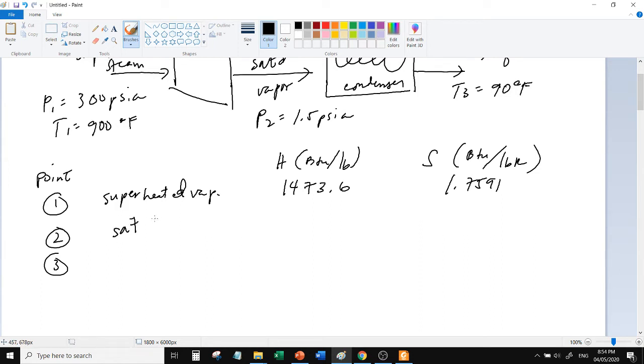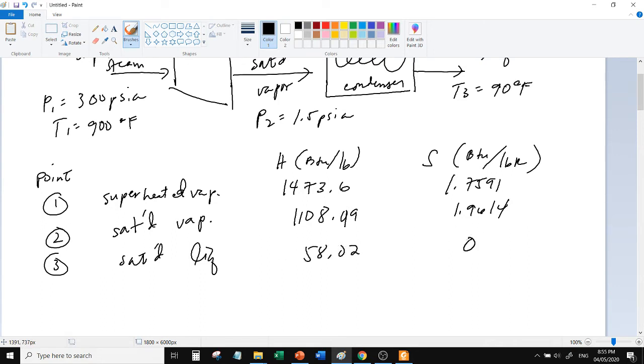Sa point 2, siya ay saturated vapor. Meron siyang, by interpolation, sa steam table, makukuha mo, H is 1108.99 at saka S is 1.9614. So, point 3, saturated liquid siya, H is 58.02 from the steam table.